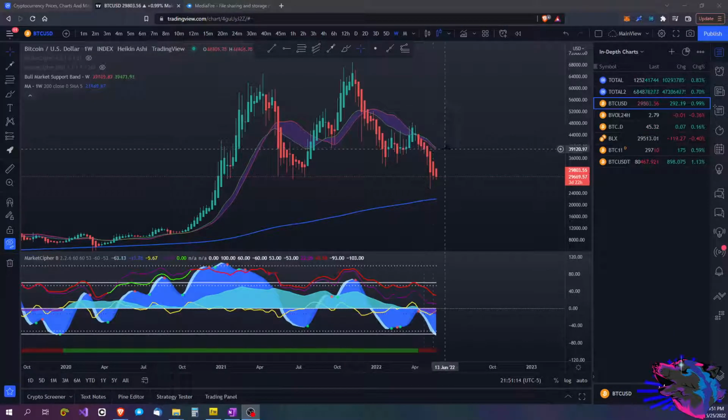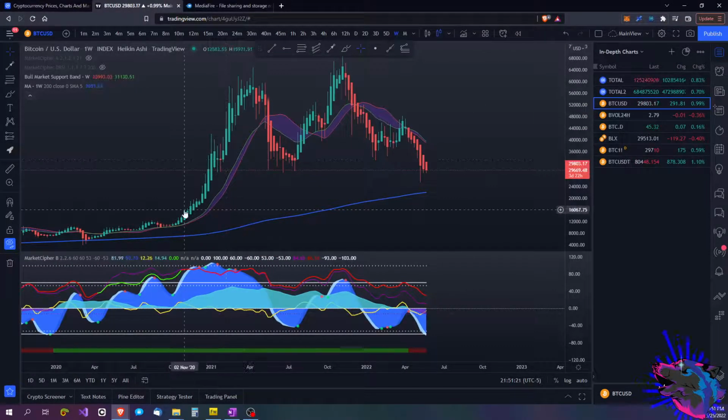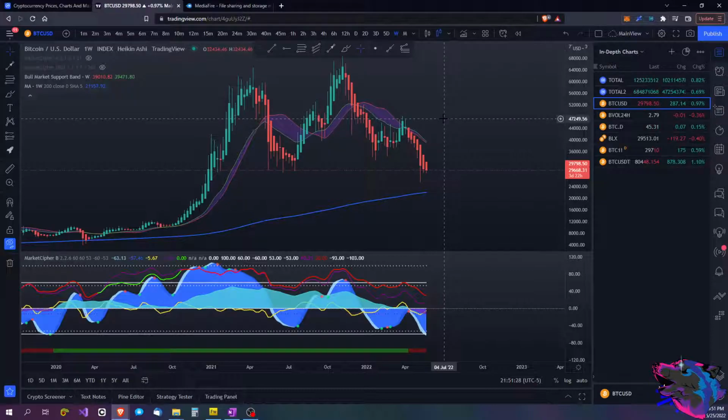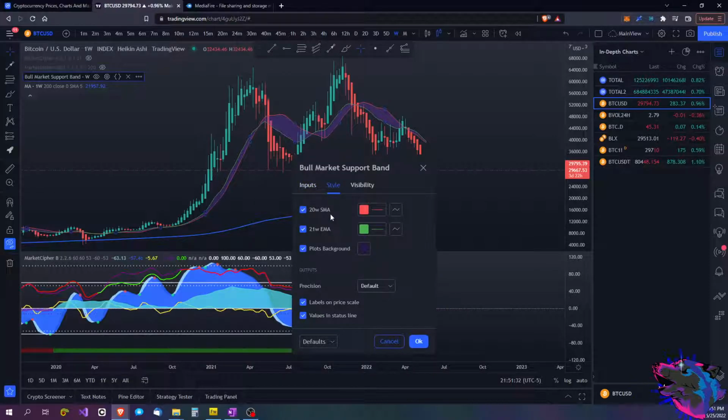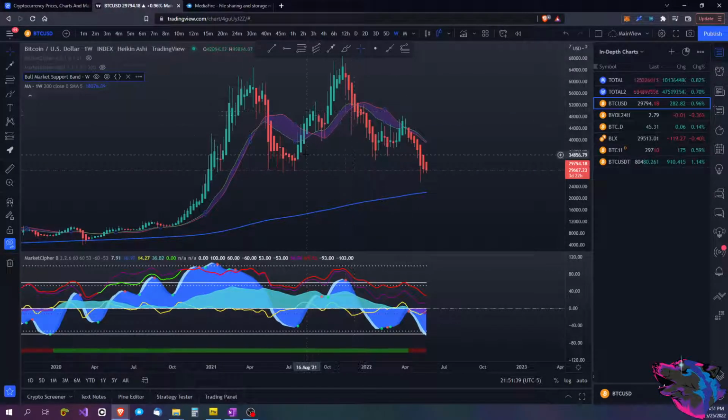On the weekly chart, I turned off most of Market Cipher up here in the chart window. And what we have is this little ribbon right here, which is the bull market support band. If you don't know what that is, we can even come in here. It's the 20-week SMA and the 21-week EMA, exponential moving average, simple moving average. And it's generally said that when you get a cross, you get a golden cross or a death cross if it's coming to the downside.